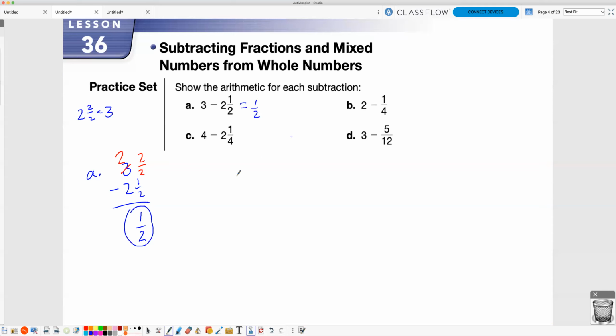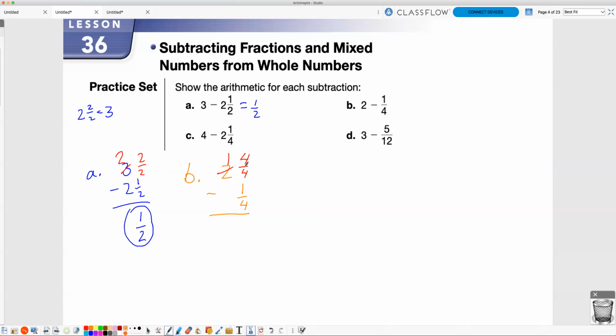Okay, go ahead and do letter B. For letter B, start it again like this. 2 minus, and in this case it's 1/4. There's no whole value that we're subtracting. So here's what I'm going to do. I'm going to borrow from that 2. I'm going to borrow 1, 4/4. I'm essentially renaming it. It's just been renamed is all that happened there. I didn't actually do a whole lot to it because it's still valued at 2.